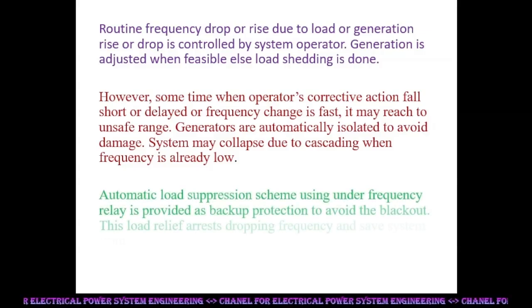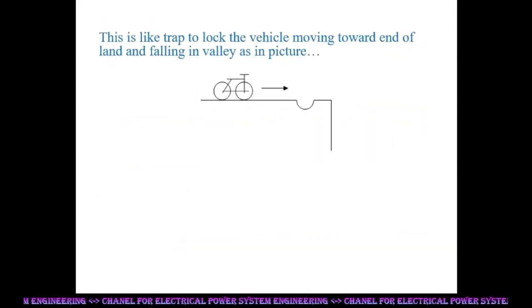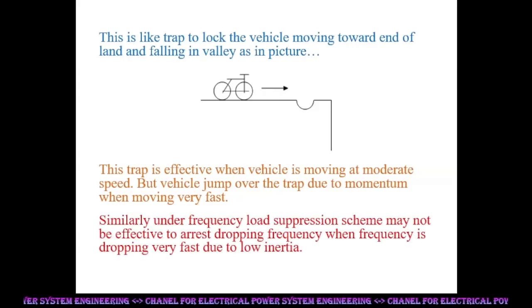Automatic load shedding scheme using under-frequency relay is provided as backup protection to avoid the blackout. This load relief arrests dropping frequency and saves the system from collapse. But this arrangement is like a trap to lock a vehicle moving toward the edge of the land and falling into the valley, as in the picture. This trap is effective when the vehicle is moving at moderate speed. But the vehicle jumps over the trap due to momentum when moving very fast.